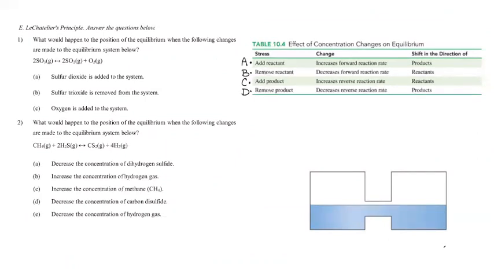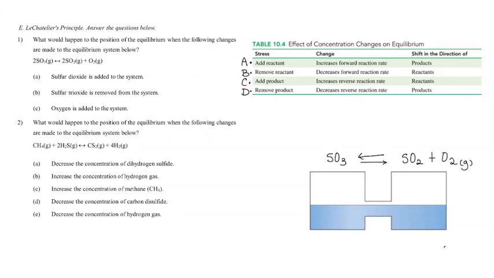So if I use my water tank, that means that my reactants are going to be in one side of my tank. In this case, it's going to be SO3. And then my products are going to be on the other side of the tank. This is where we have SO2 plus O2.